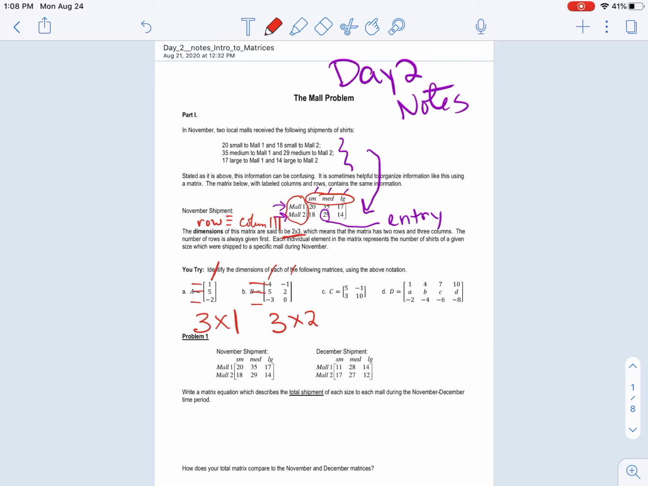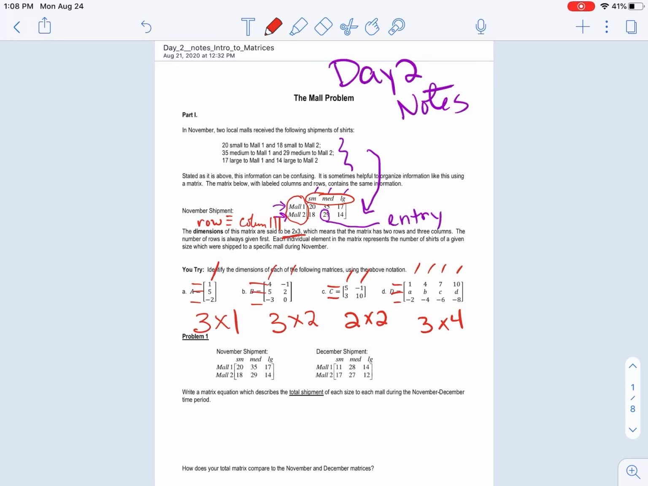So pause me and do C and D and write down what you think your answers are. And we're back. So now this letter C has 2 rows and 2 columns. We like ones like that because we can't mess them up. Letter D, we have 1, 2, 3 rows and 1, 2, 3, 4 columns. Okay? All right.